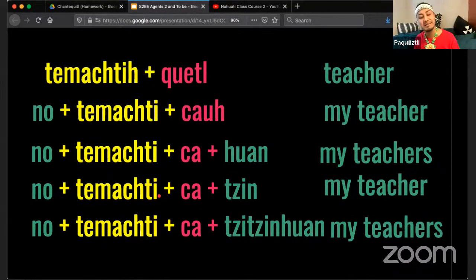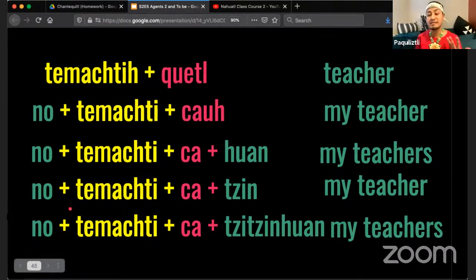And if you wanna say multiple teachers that you respect, like let's say I wanna talk about all the teachers that taught me Nahuatl, I would say no te machtikatsitsinwan. I know it's a really long word, but I think it sounds elegant. If you wanna say my Nahuatl teachers, you would just add the Nahua in front of here. So you would say, no Nahua te machtikatsitsinwan.